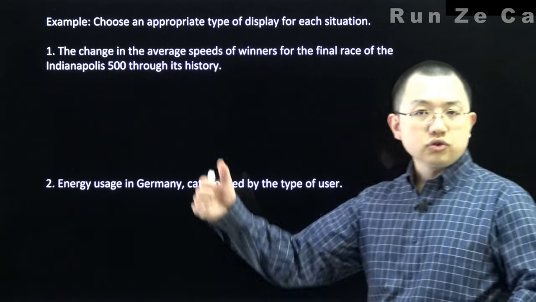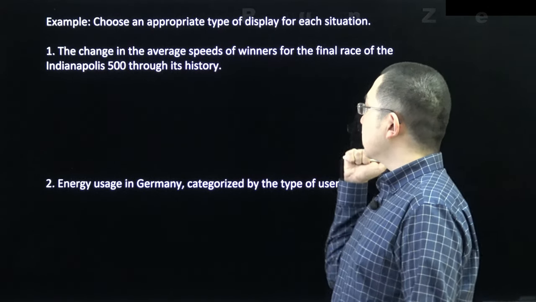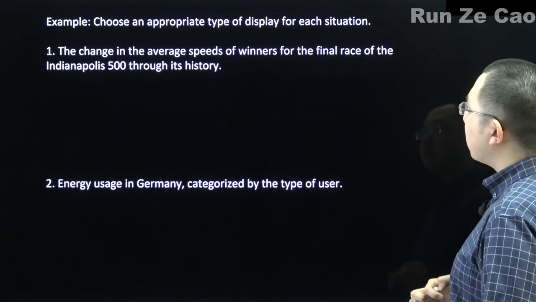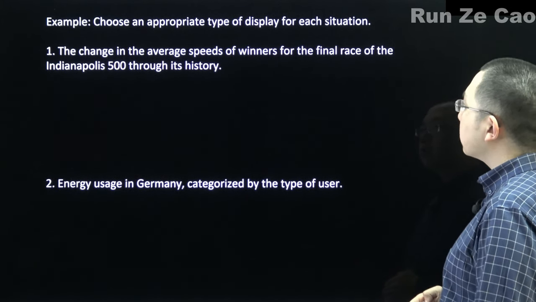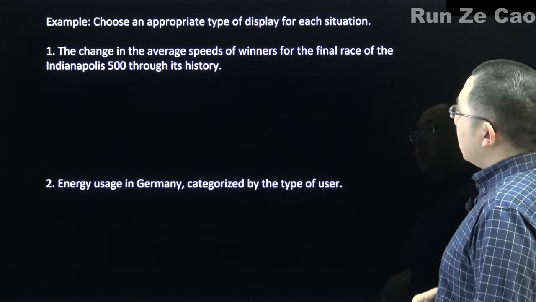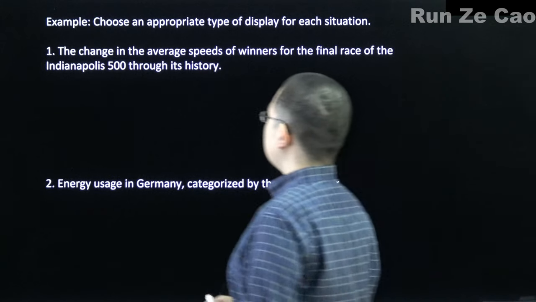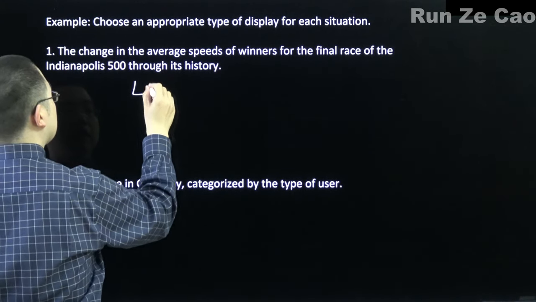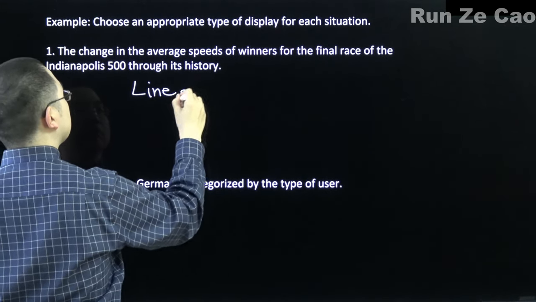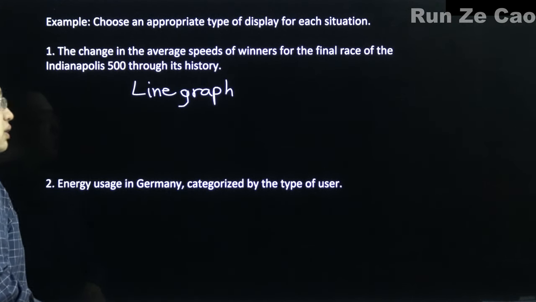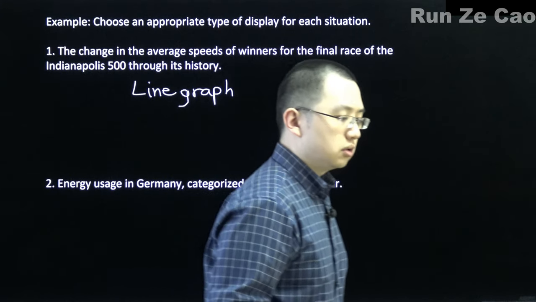Let's do an example. Choose an appropriate type of display for each situation. The change in average speeds of winners from the final race of the Indianapolis 500 through its history. Through its history, well, that's change over time. This is probably a line graph. Please note that in many places, line graphs and line plots are not generally distinguished.